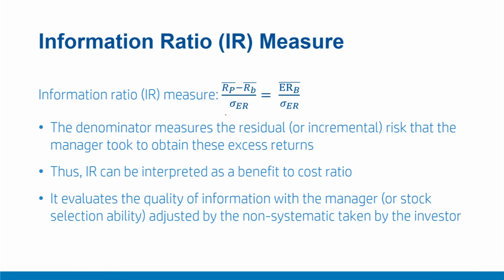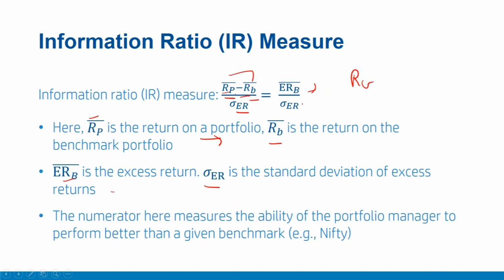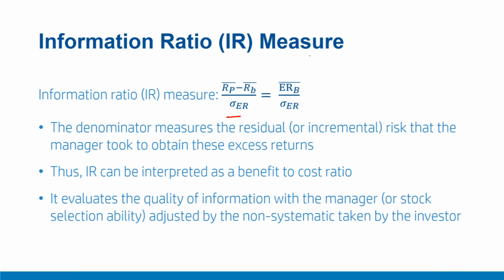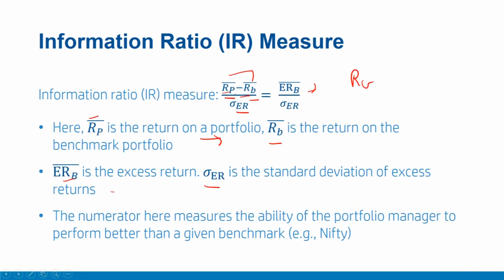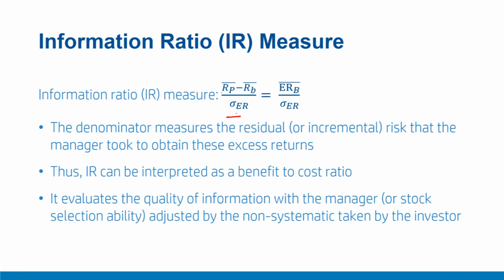The denominator part, sigma ER, measures a sort of residual or incremental risk, because it is the standard deviation of the difference between the returns on the portfolio versus the benchmark return, which is RP bar minus RB bar, the standard deviation of those excess returns. So it represents the excess risk that the manager took to obtain these excess returns. And therefore, in a way, this IR can be interpreted as a benefit to cost ratio. It evaluates the quality of information with the manager or stock selection ability, which is adjusted by the non-systematic risk measured by the standard deviation of these excess returns.